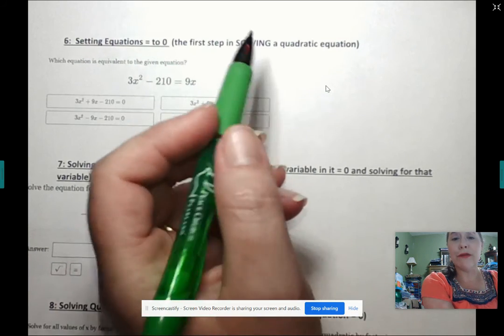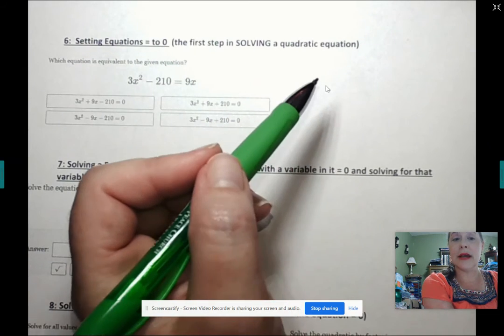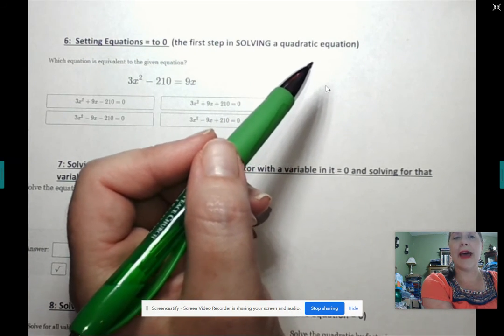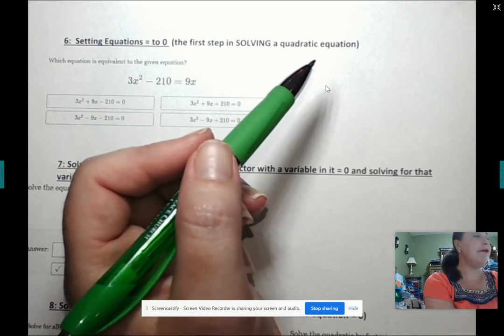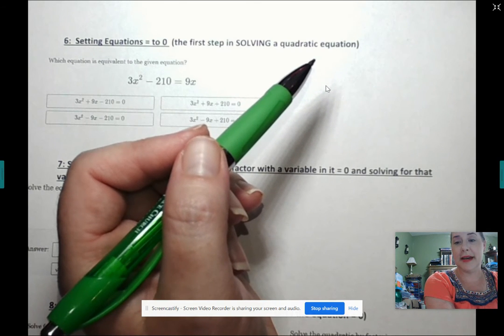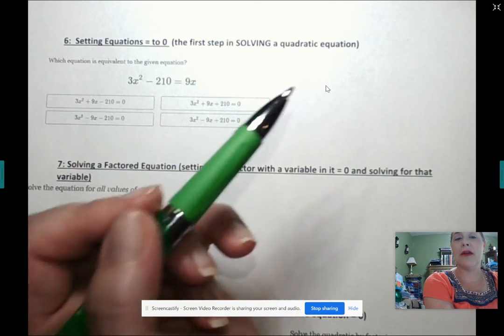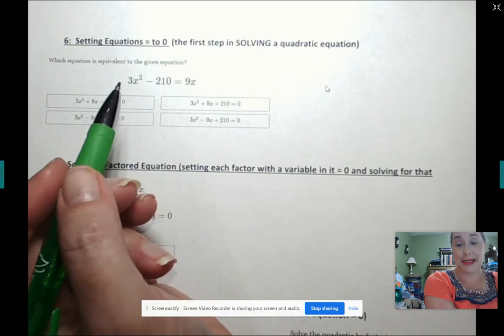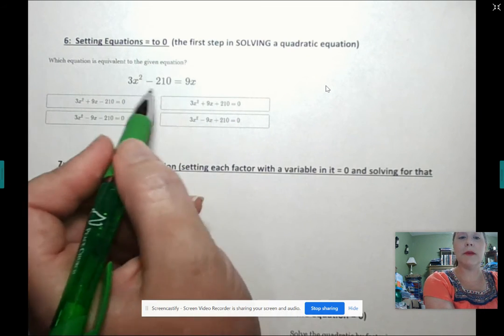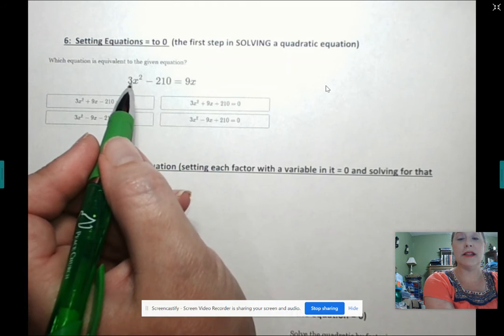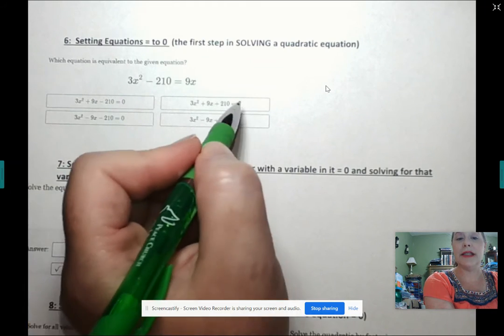So if we want to solve a quadratic equation, we have to have that equation equal to 0, which means everything needs to be moved to one side. Typically, we move it to the side where the x squared stays positive. Okay, so if I look at this problem right here, it is not ready to be solved yet because it's not set equal to 0.